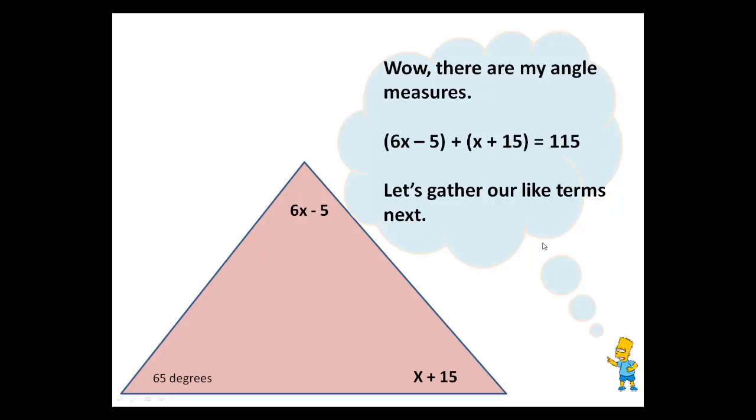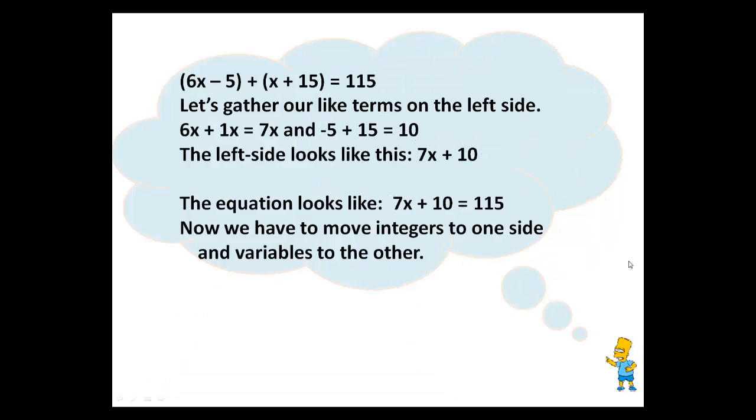Let's gather our like terms on the left side. 6x plus the x equals 7x, and the negative 5 plus positive 15 equals 10. The left side would look like 7x plus 10. And the equation in total at this point would look like 7x plus 10 equals 115.